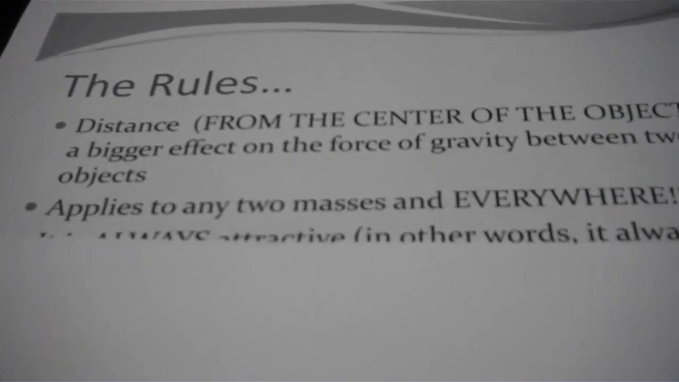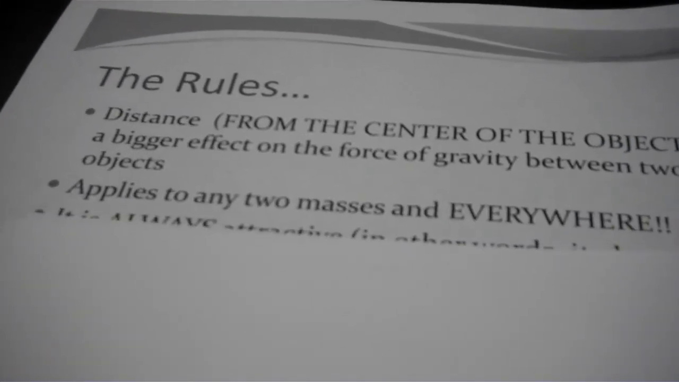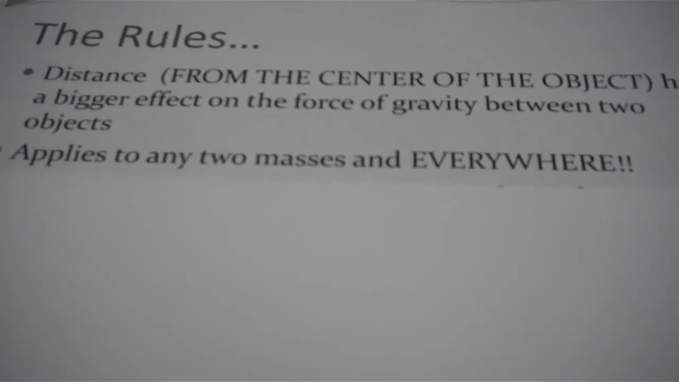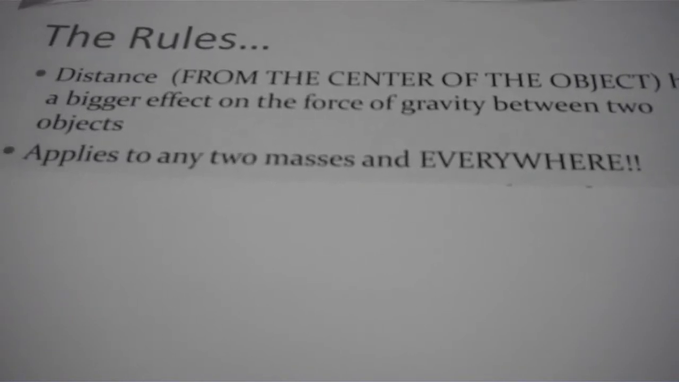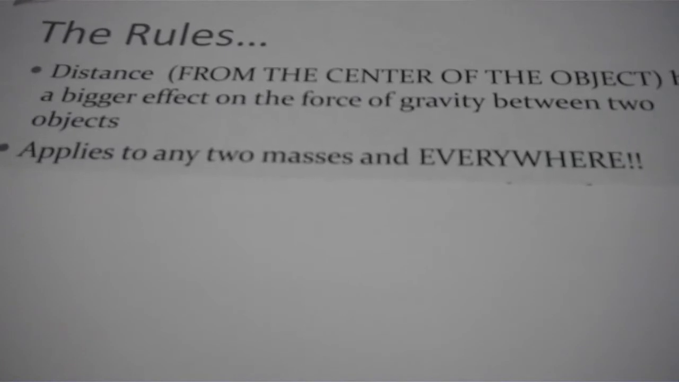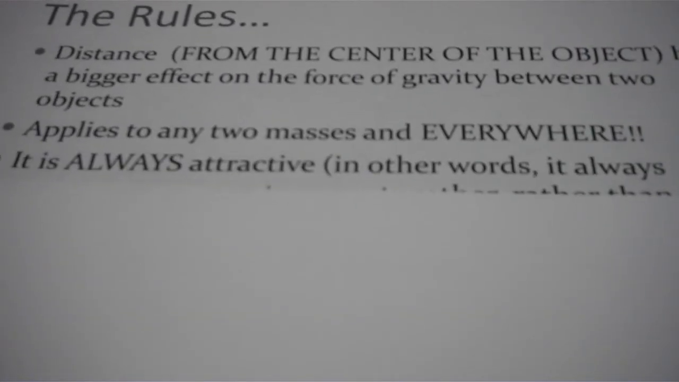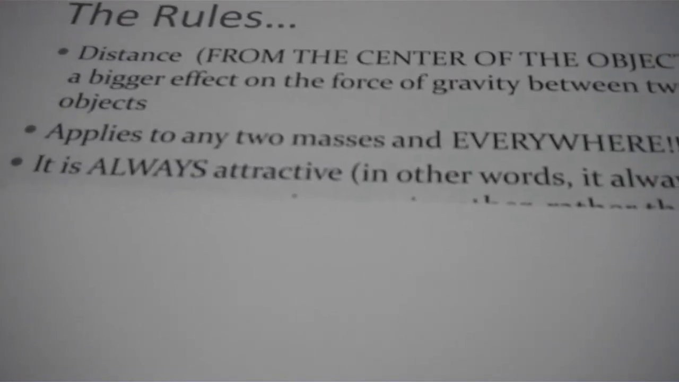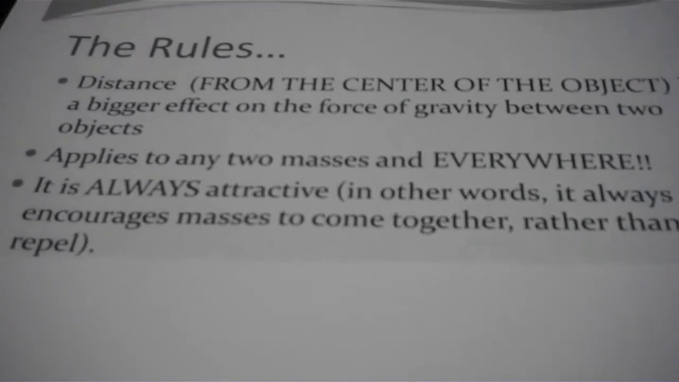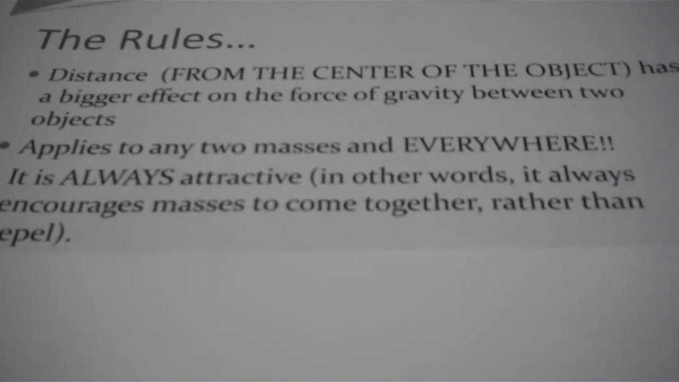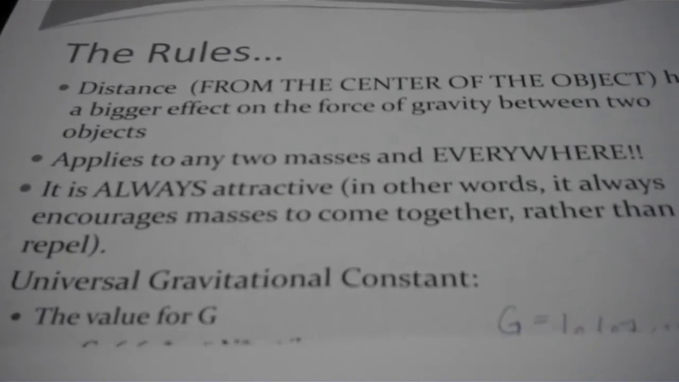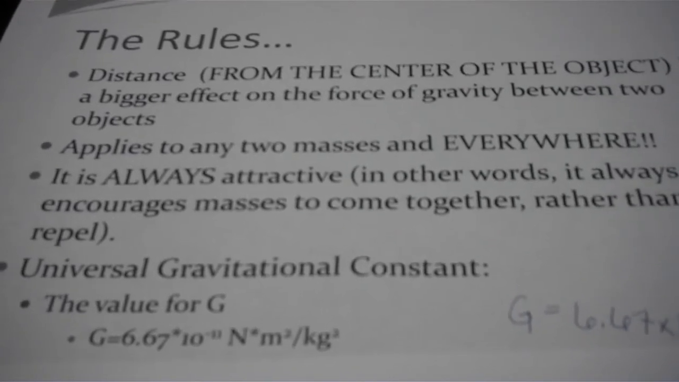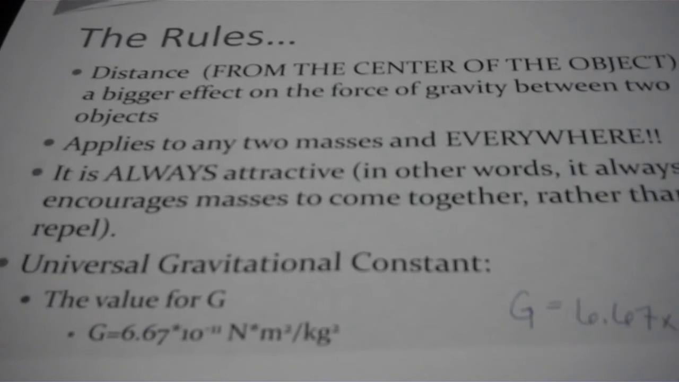It applies to any two masses, and it applies everywhere. In other words, it's a concept used frequently for stars and planets, but it actually does apply here on Earth as well. It is always attractive. In other words, gravity is always going to be an attractive force. Gravity is never going to cause something to push away. It always encourages masses to come together rather than repel one another. And again, this universal gravitational constant is the value for capital G. There's a difference between capital G and little g. 6.67 times 10 to the negative 11th.